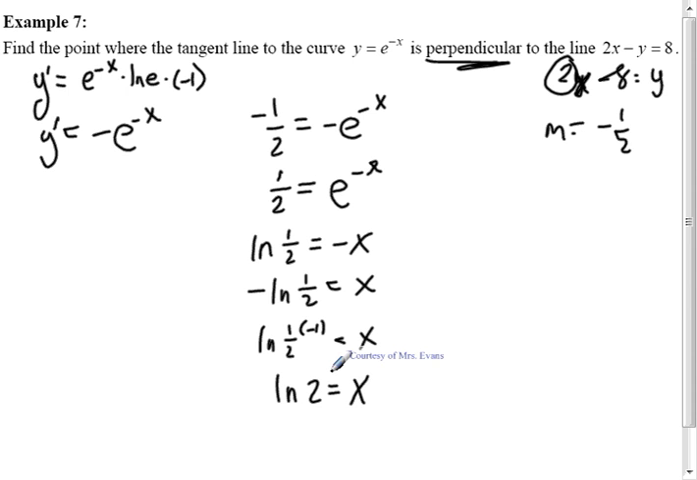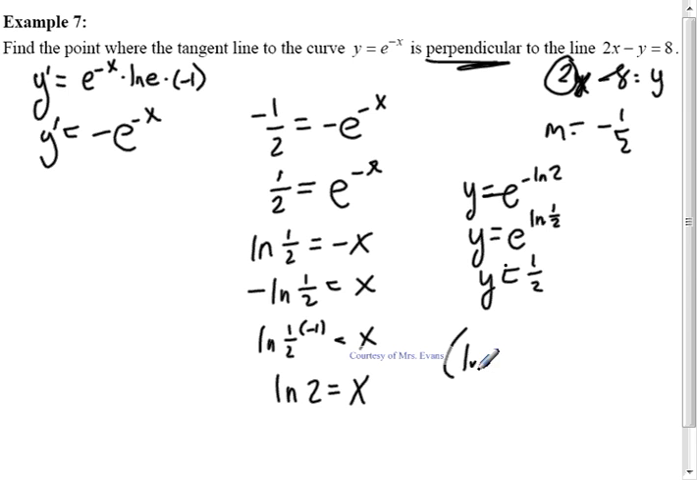And we're trying to find the point where this occurs, so we have to plug it back in. So y equals e to the negative ln of 2. Move the power, so we get e to the ln of 1/2. And since the bases are the same, now I know that the y value at that point is going to just be 1/2. So our point is ln of 2, 1/2.